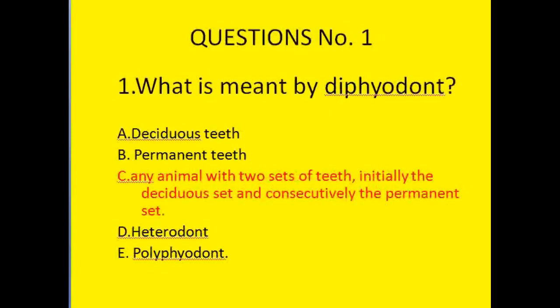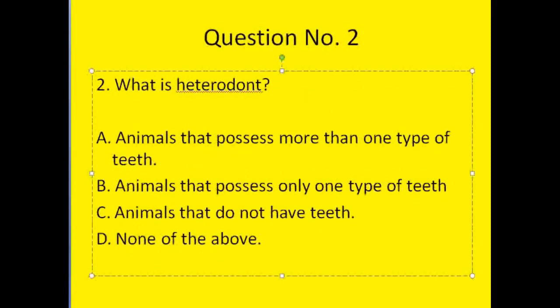Okay. Then we go to question number 2, what is heterodont? The meaning of hetero here is different. Option A, animals that possess more than one type of teeth. Option B, animals that possess only one type of teeth. C, animals that do not have teeth at all. And D is none of the above.